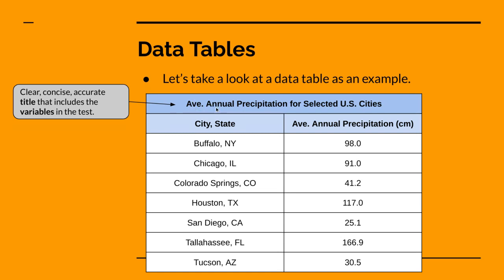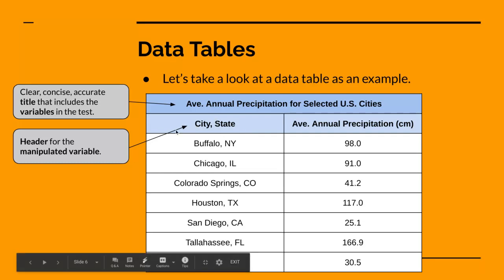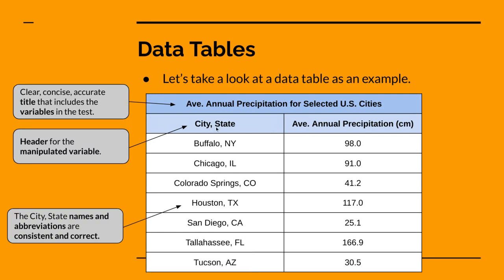Very little excuses anymore on this. Then annual precipitation for selected U.S. cities. Good. And then here's our header. These are our headings right here. So we have a header for our manipulated variable, because remember, our manipulated variable is going to be here on the left side. It's clear, it's concise, and it matches with the data. We have city, comma, state.